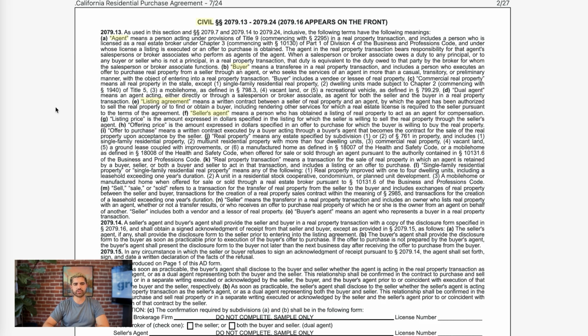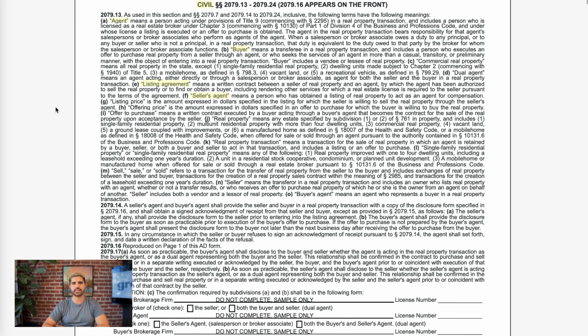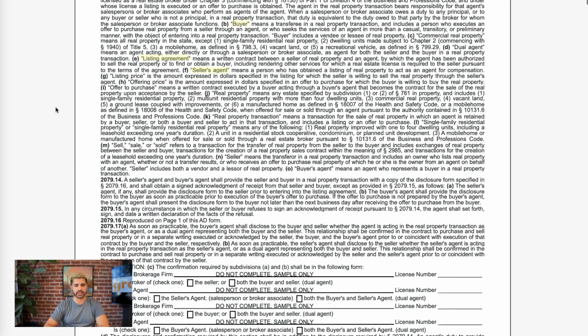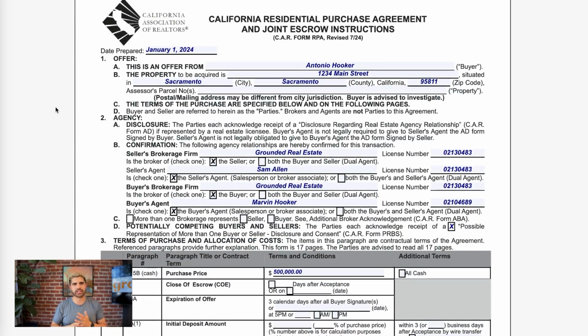Next is the civil code and sections. This basically is just like a definitions page, outlining what an agent is, what a buyer is, and what a listing agreement is. So if you need a list of definitions of different words that are used throughout the document, this is where you can find that. Next, we get into what I like to call the meat and potatoes, AKA the grid.